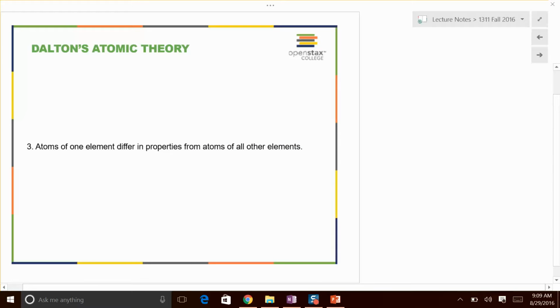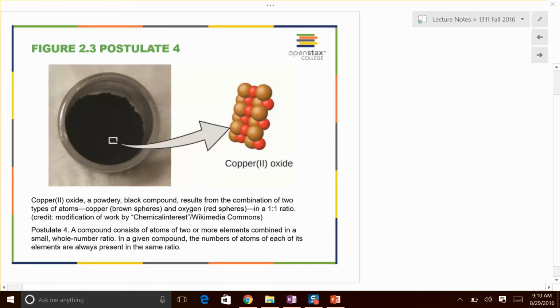Okay, atoms of one element differ in properties from atoms of all other elements. So one type of atom is different than another type. Oxygen is different than nitrogen, or than fluorine. Yeah, they're different. They react differently. Their masses are different. Their properties are different.